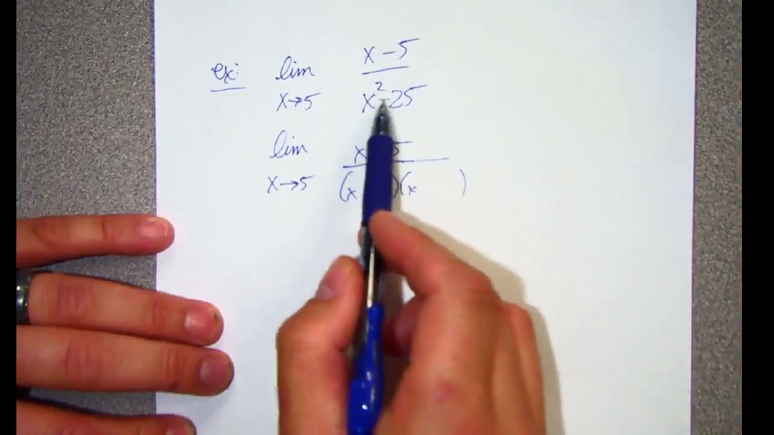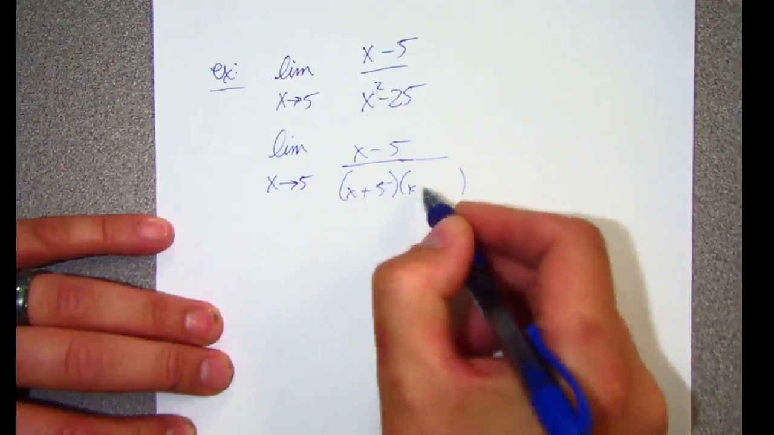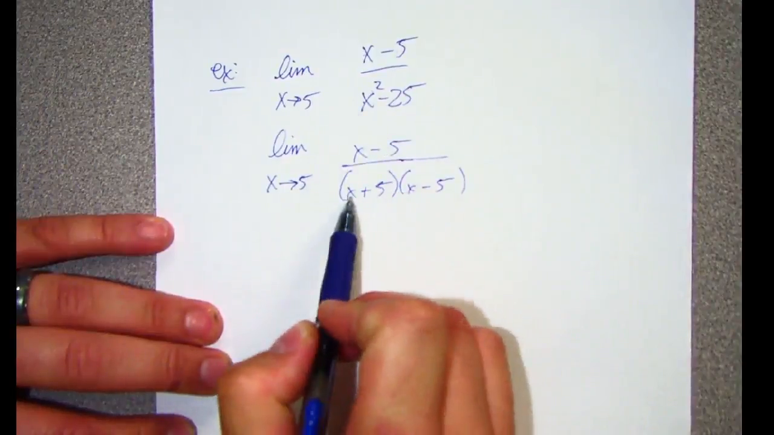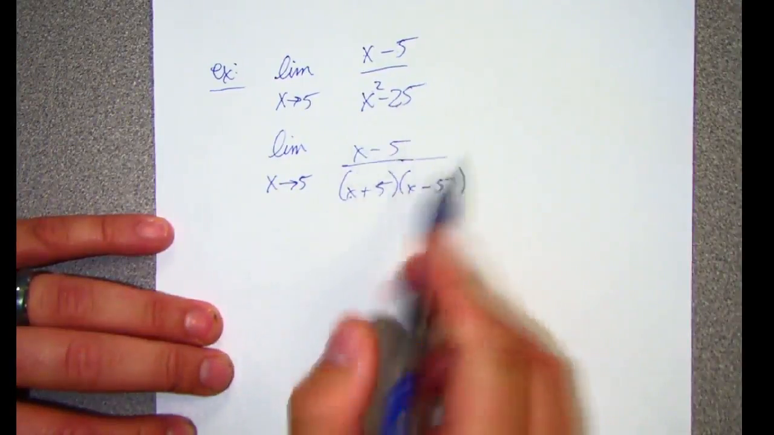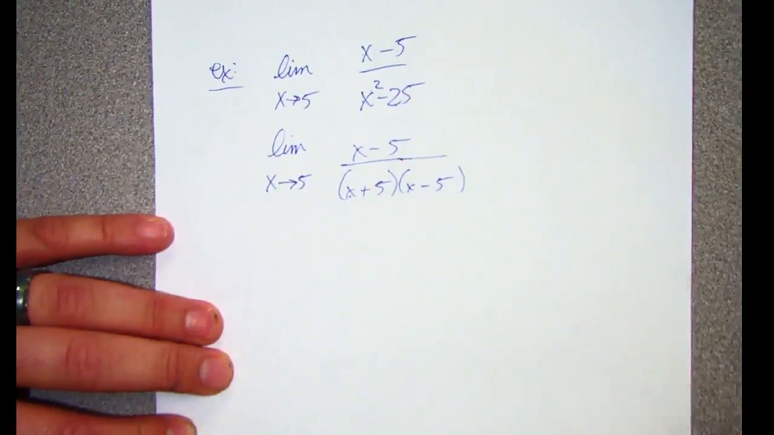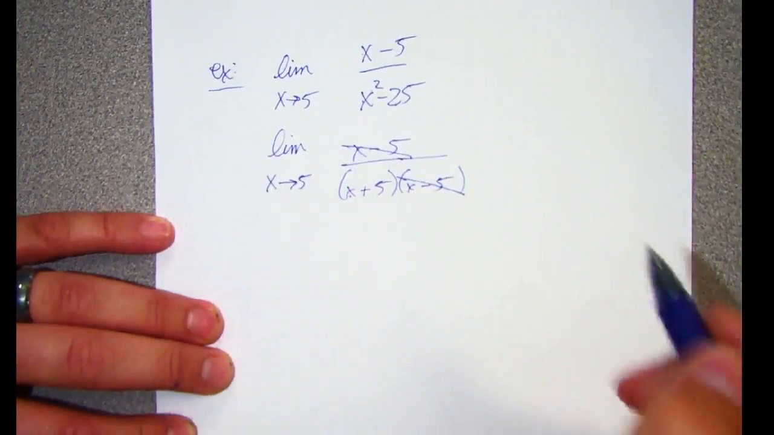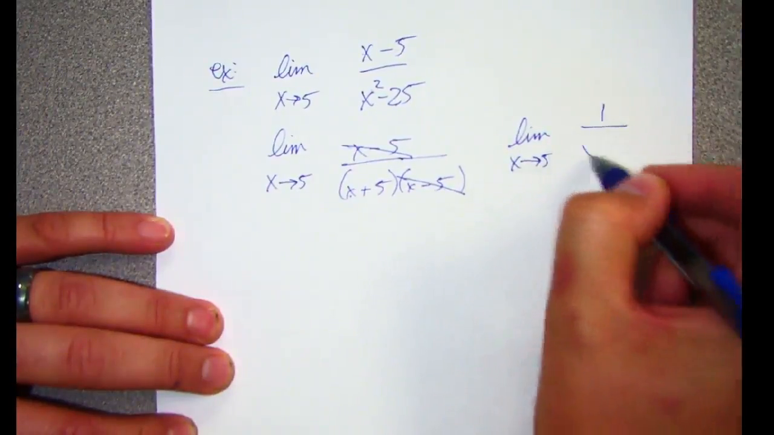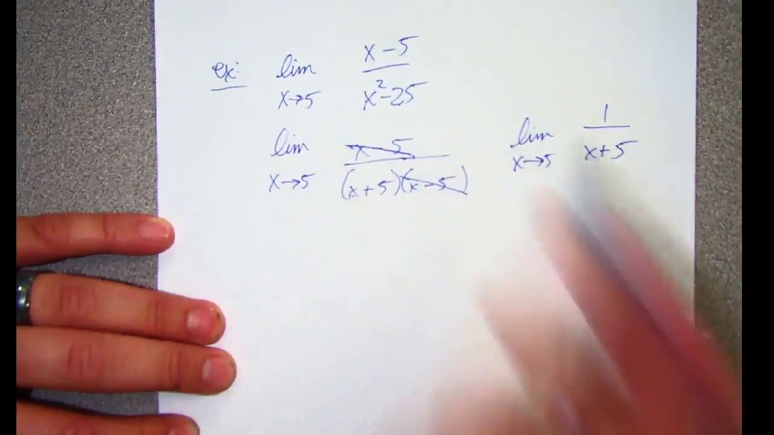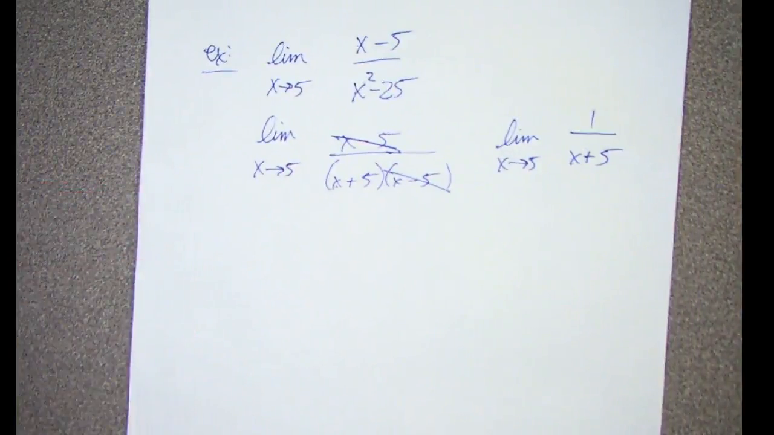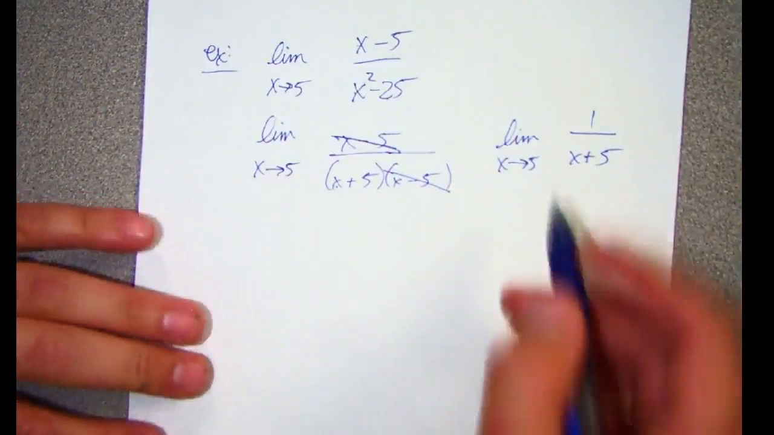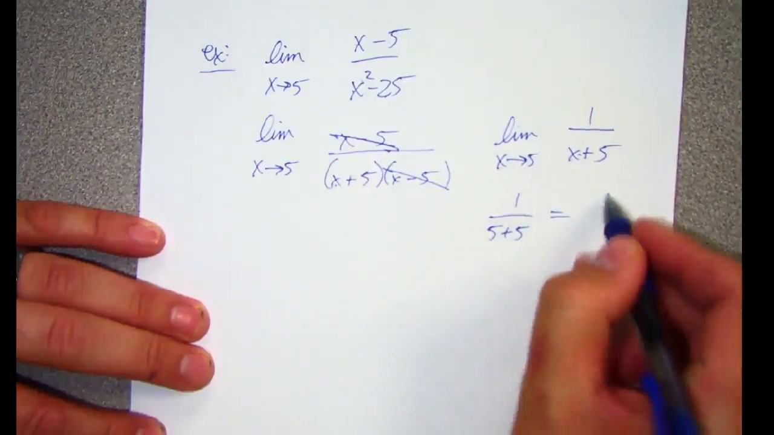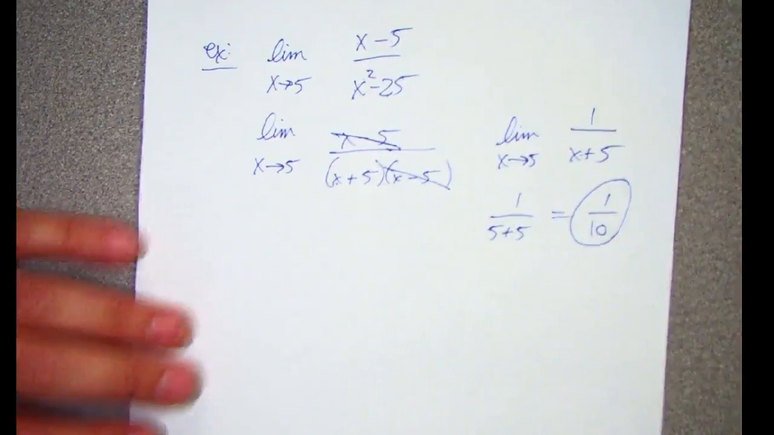The bottom is the difference of two squares: the first thing squared minus the second thing squared, so I can take the square root of both. The square root of x squared is x, put that in those two spots. The square root of 25 is 5, put that in those two spots and throw the plus and minus there. Then those will go away, and I end up with the limit as x approaches 5 of 1 over x plus 5. The 1 is going on top, because you have to have something on top. Now if I plug in 5, it'll work. I get 1 over 5 plus 5, and your answer is 1 tenth.